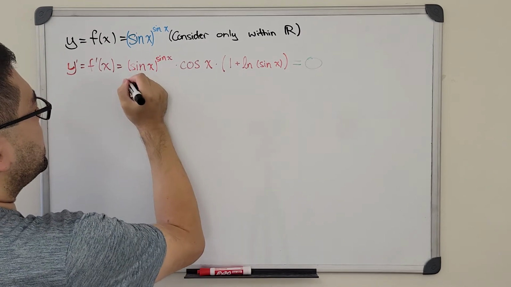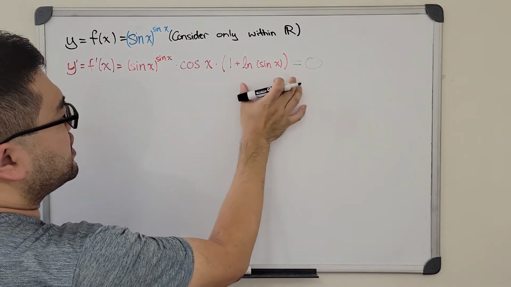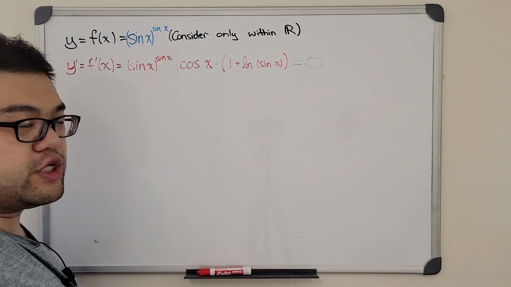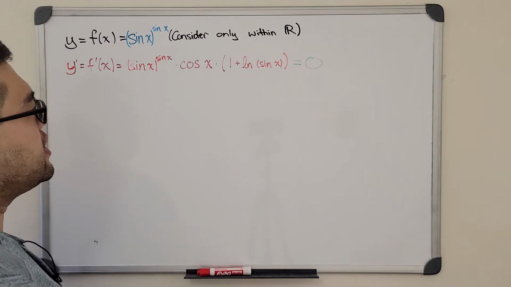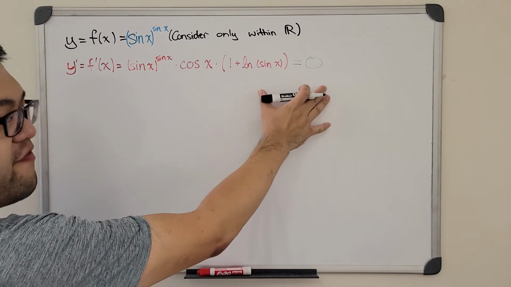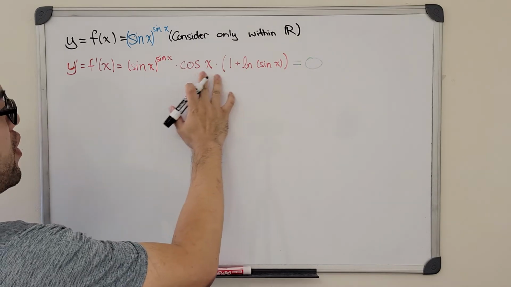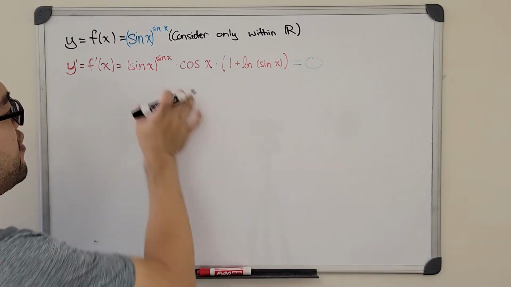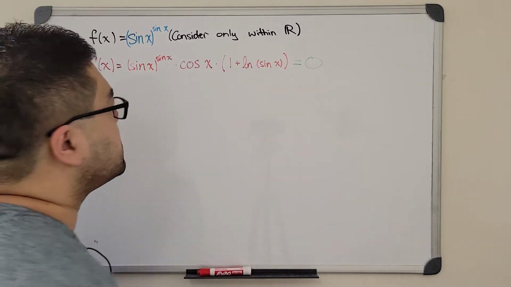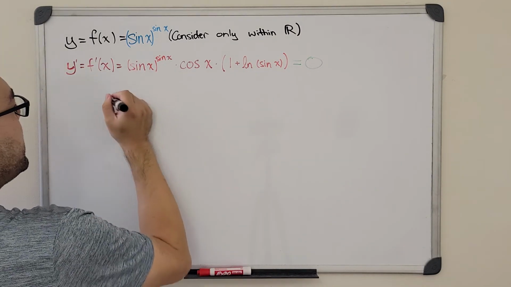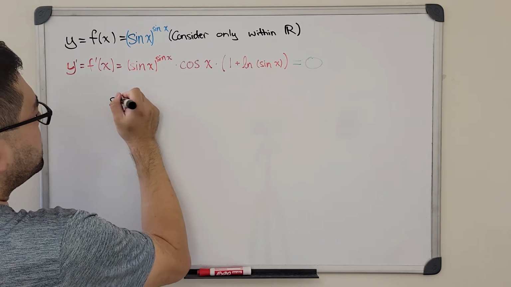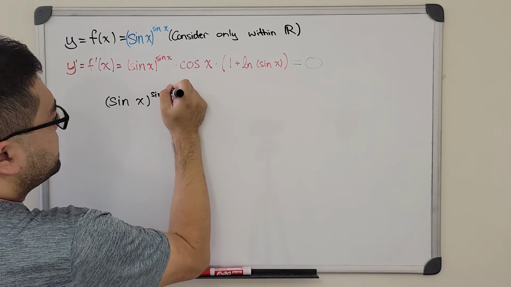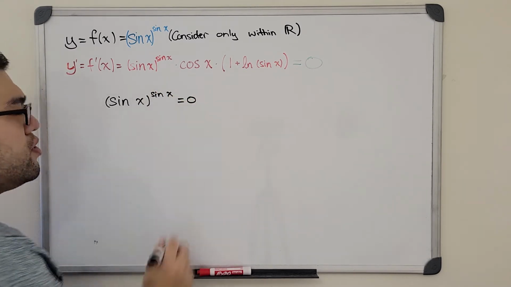Of course, we need to see how to make the product equal to 0. And since we're actually dealing with real numbers, we know that the product is equal to 0 if and only if at least one of the factors is 0. So, as always, we now have 3 factors. We'll set it into 3 cases. So, case 1, the first factor, sine of x raised to the sine of x power is equal to 0.